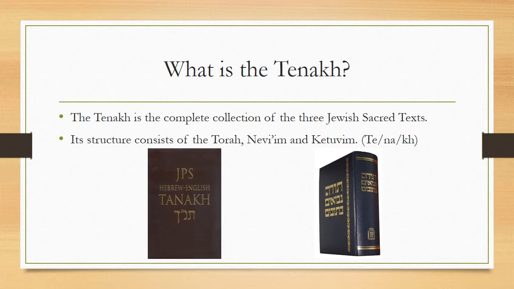Its structure can also be divided into 3 parts, which is T for Torah, N for Nevi'im, and K for Ketuvim. On the left-hand side, we have a Hebrew-English Tanakh, which has the English translations added to the Hebrew original scriptures. And on the right-hand side, we have a Hebrew printed Tanakh, which only has Hebrew print inside of it.